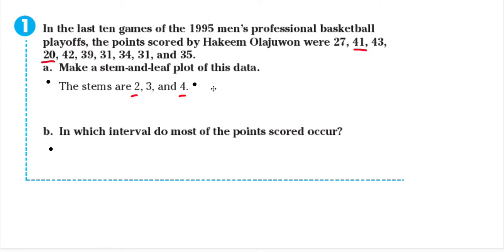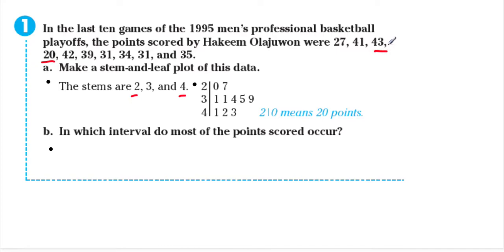Okay. After that, we create a vertical line and simply start writing down the leaves for the stems. So 20 points is there, 27 points is there, 31 points is there, another 31 points because there are 2 games where he scored 31 points, 34 points, 35, 39, 41 points, 42, and 43. I'm sorry, he did not score 41 points. He scored 43 points. So the greatest value is 43.